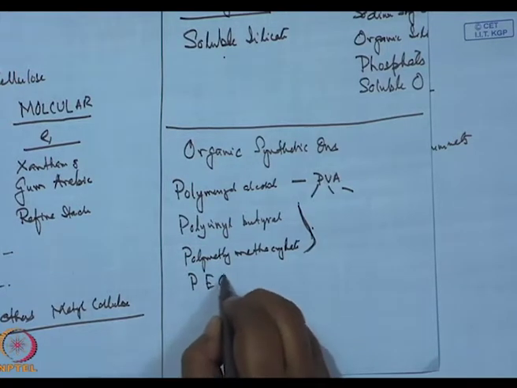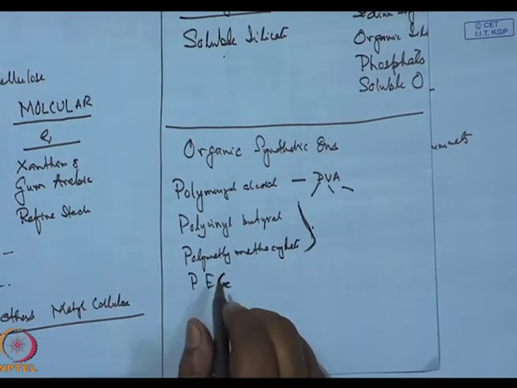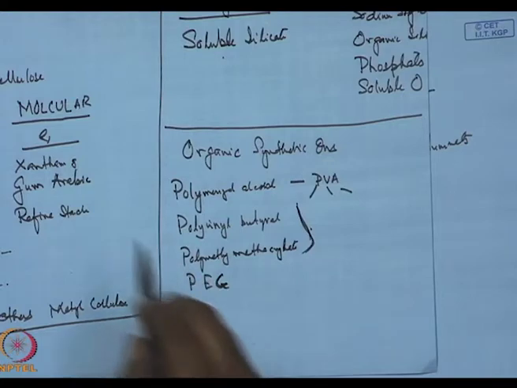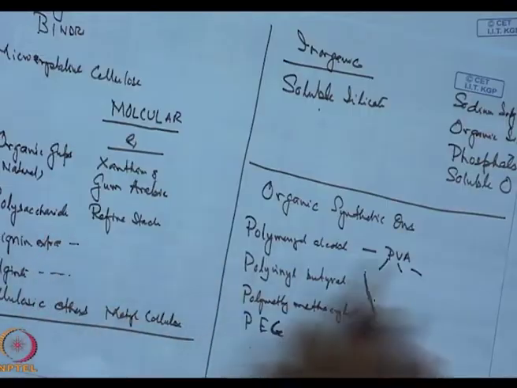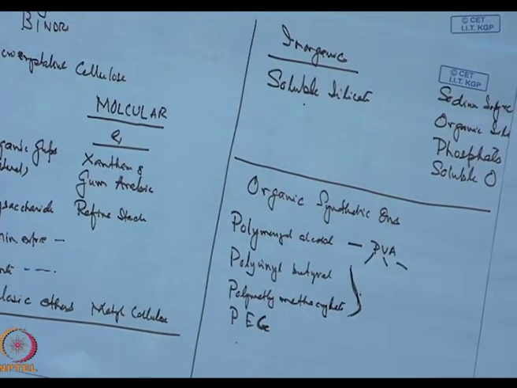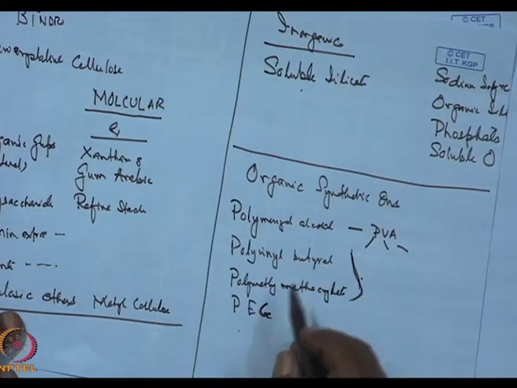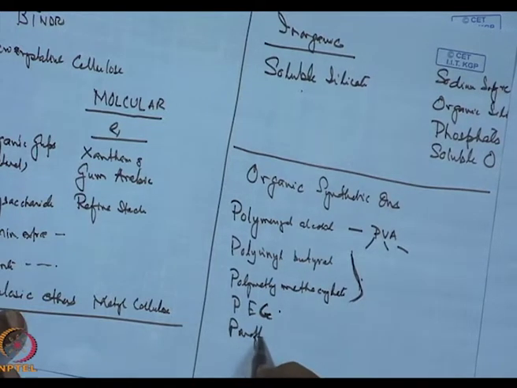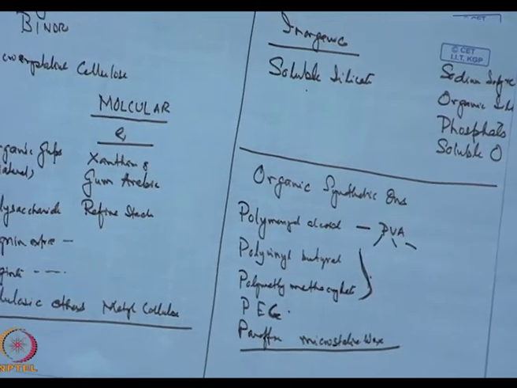Polyethylene glycol. I've already talked of the natural ones over here. In addition, what we can also have is polyethylene glycol. We can have paraffin, microcrystalline wax, which helps in binding.